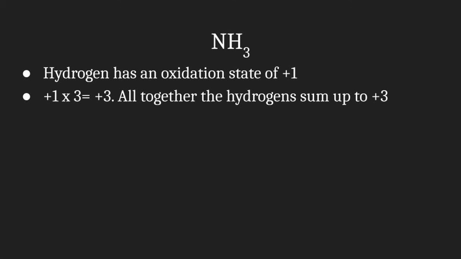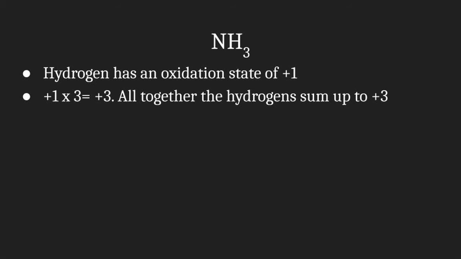So for our first example, we're going to look at ammonia, or NH3. And the first step in any of these is determining what always and sometimes rules we can apply. So the only one we can use here is that hydrogen usually has an oxidation state of +1 when it's combined with a nonmetal. Nitrogen is a nonmetal, so we know that hydrogen has an oxidation state of +1. Now that is, each hydrogen has an oxidation state of +1.